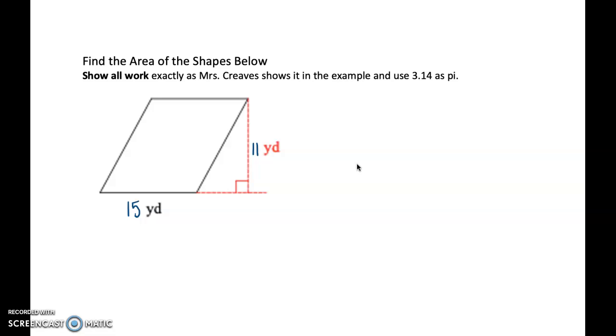So this is what this video is for, and then the review packet that you're getting has many of these same shapes. I've changed the numbers here for this example, but you can use these examples. You can use your formulas, and you're expected to show your work. Look at this, highlighting really big, exactly as Miss Creve shows it in the example.